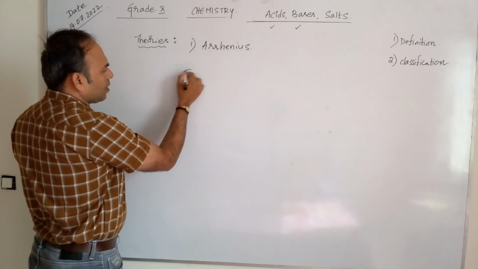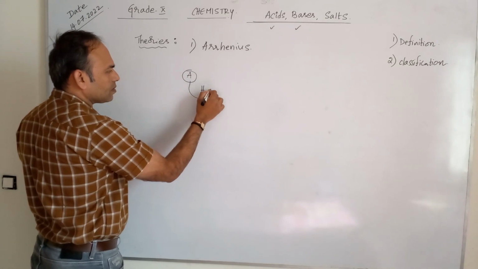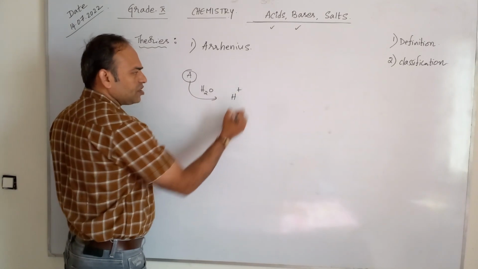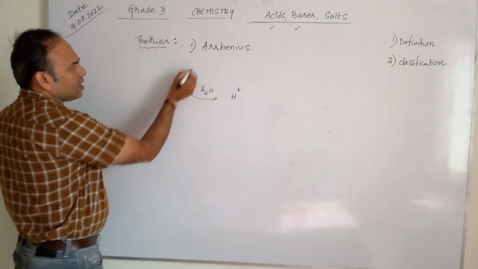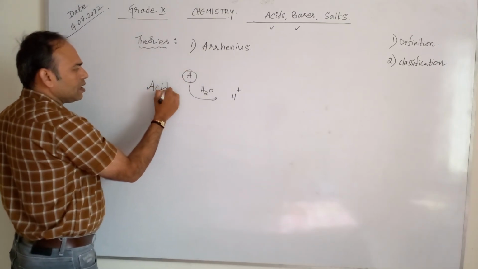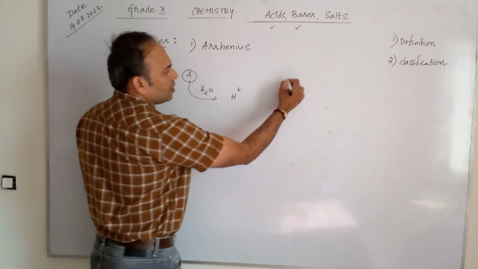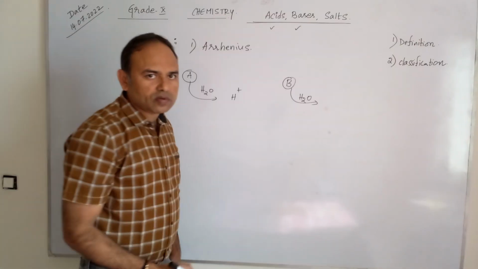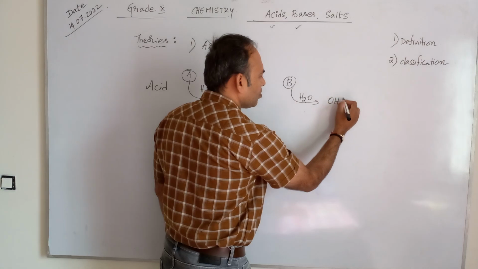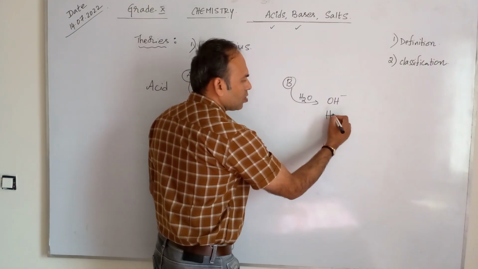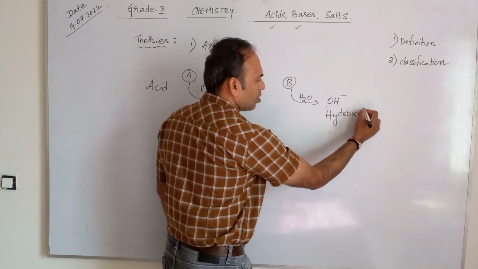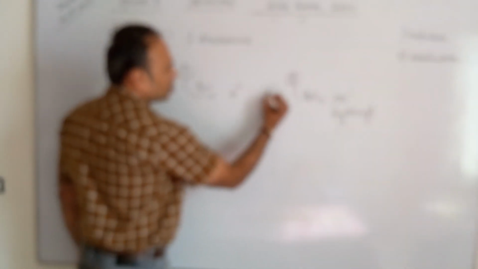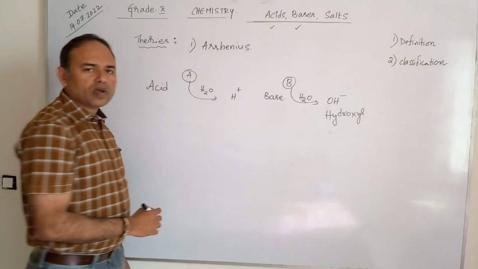Let us take a substance A and add water to it. If it gives us H plus ions, then this substance A, according to Arrhenius, is called an acid. Now let us take a substance B, once again add water, that means in aqueous solution. If it gives OH minus ions, that is hydroxyl ions, then this B, according to Arrhenius, is called a base. Hope you have understood this.